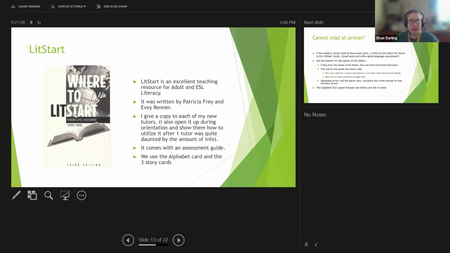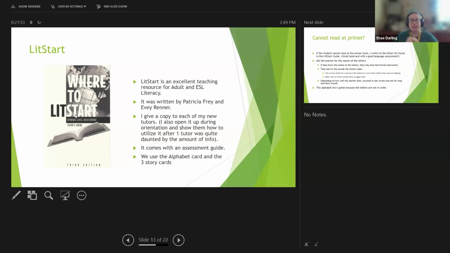Let's Start actually comes in the books, which is actually a guide. You can find it on New Readers Press. It is a very, very helpful guide for adult and ESL literacy. It comes with assessments. It comes with lesson plans. It comes with guides for just how to teach pronunciation. It comes with pronunciation guides. It comes with a letter guide. There's a whole bunch of resources in there.